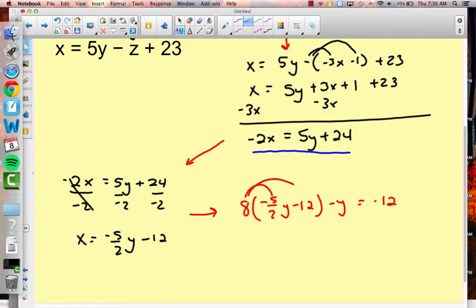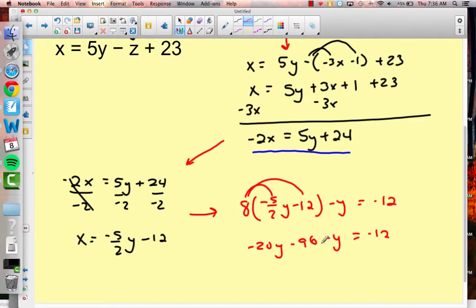So distribute the 8 across. We end up getting negative 40 divided by 2, which is negative 20y. Negative 12 times 8 is negative 96. Minus y equals negative 12. And now we have an equation that's all y's. That's a good thing, because now we can solve for y.